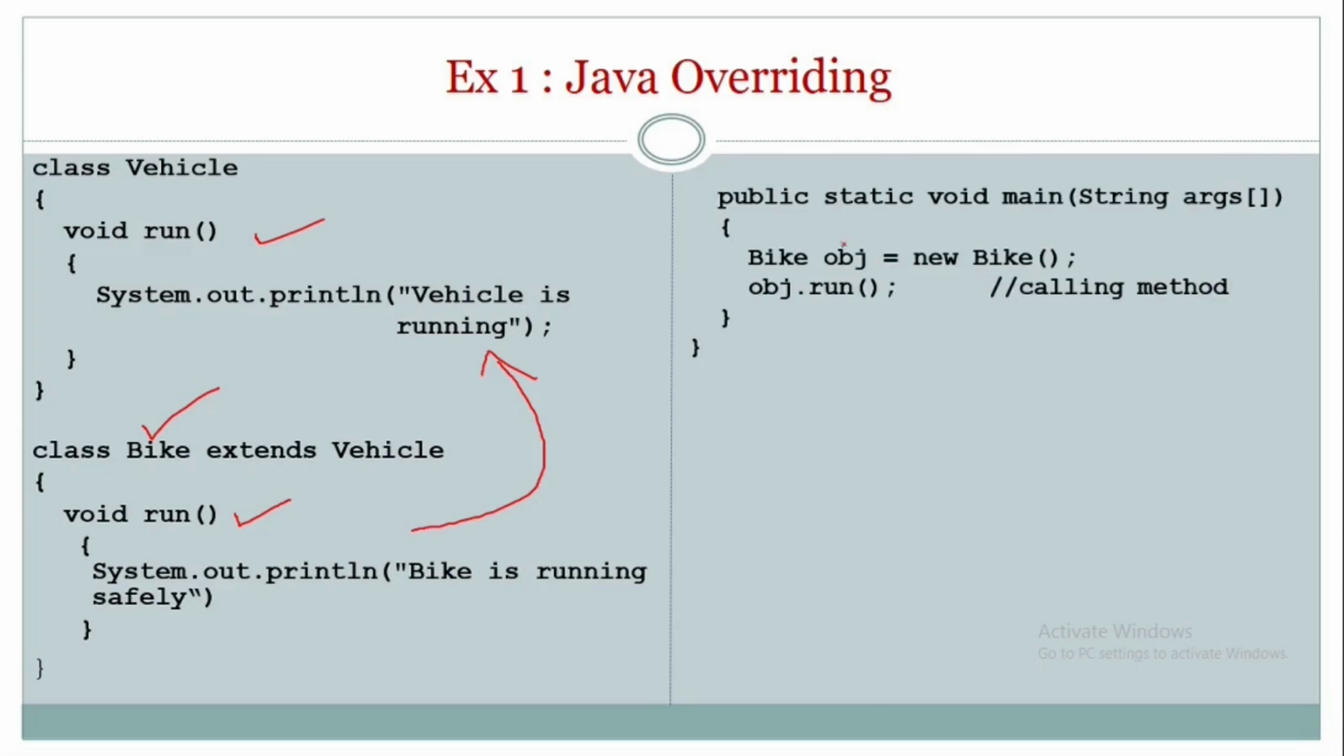As you can see here, I'm just creating an object of class Bike and calling this run method. Since the superclass has this method and the subclass has the same method, in that case the subclass method will override the superclass method. As you can see here, it will execute as "Bike is running safely".